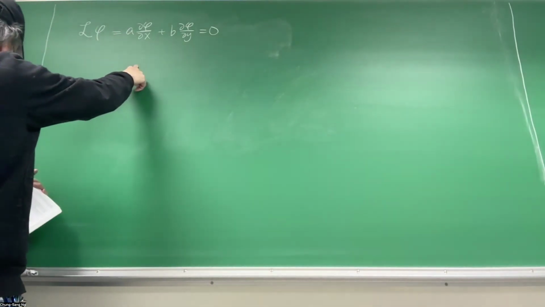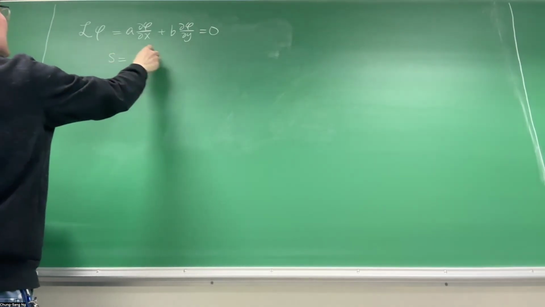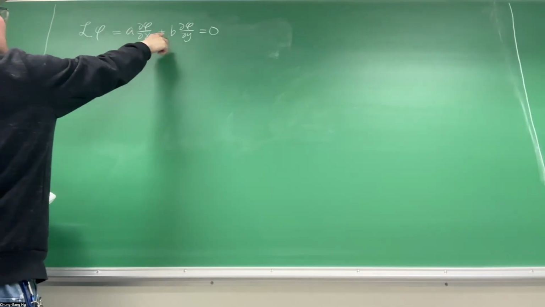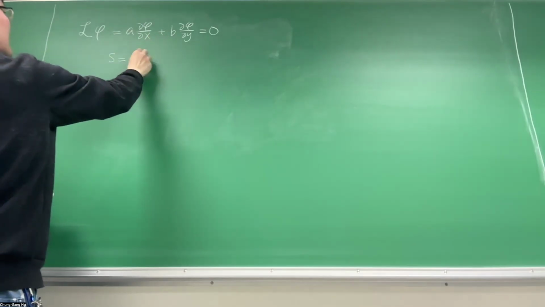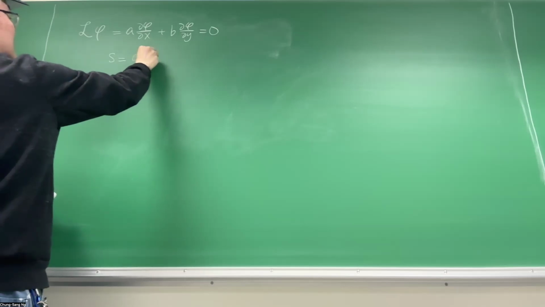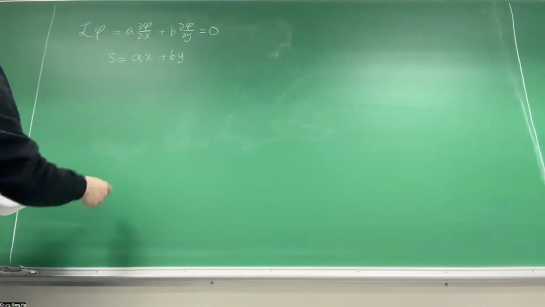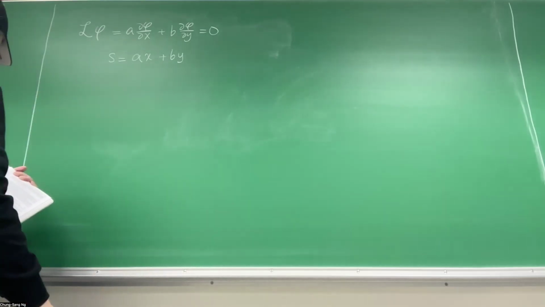This first variable, your textbook called s. This s basically uses the same coefficients, the same sign, and then just write the a. Instead of partial x, partial x, you write the a. That's the first variable.